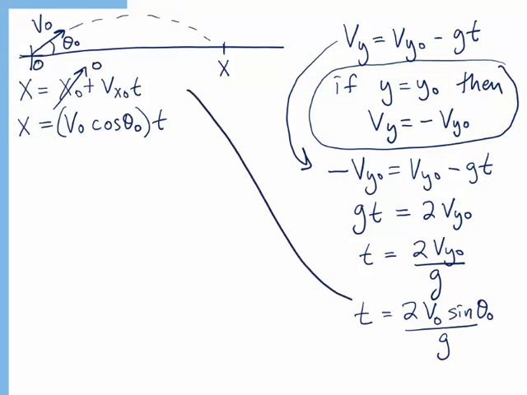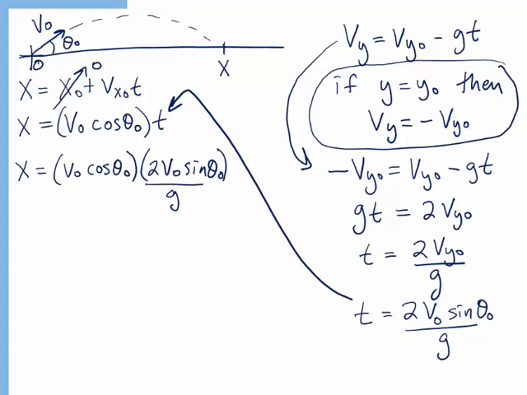I'm going to now take that and put it back in here, because remember, we're trying to get x as just a function of v naught and theta naught. Well, if we do that, we get x is equal to v naught cosine theta naught times 2 v naught sine theta naught over g. Or x is equal to 2 v naught squared cosine theta naught times sine theta naught, over g.